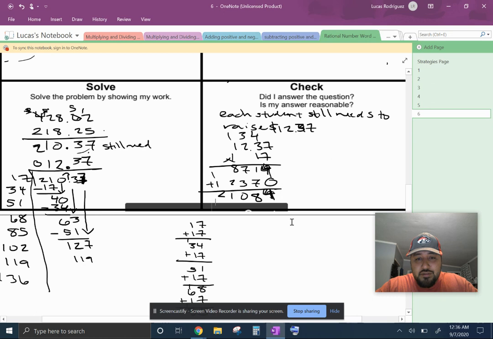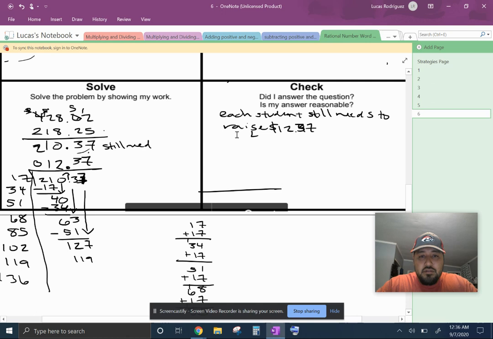So let me just go ahead and double check this. I have 1237 times 17 students. So that's 40. 7 times 7 is 49. 7, 14, 21. Okay, wait. All right. I'm just going to go back. So I'm going to stop sharing.